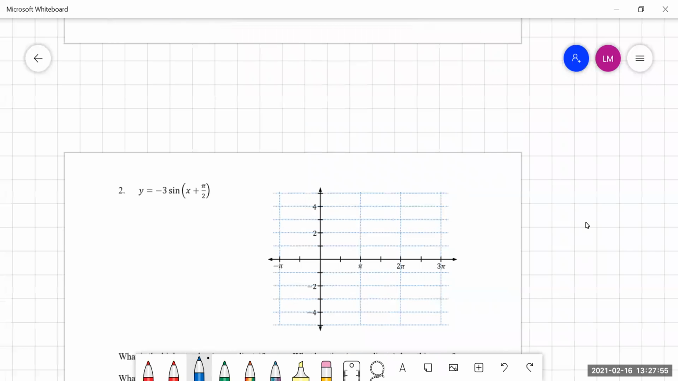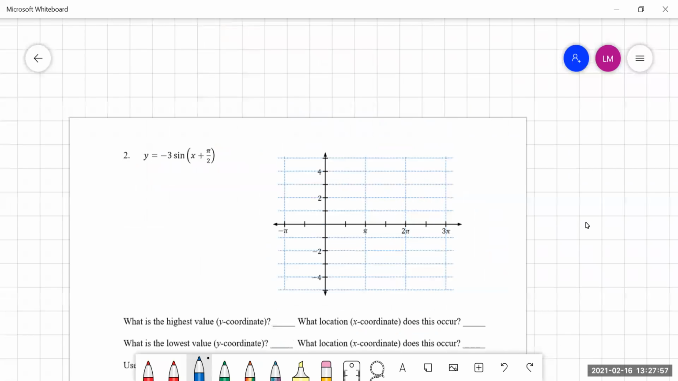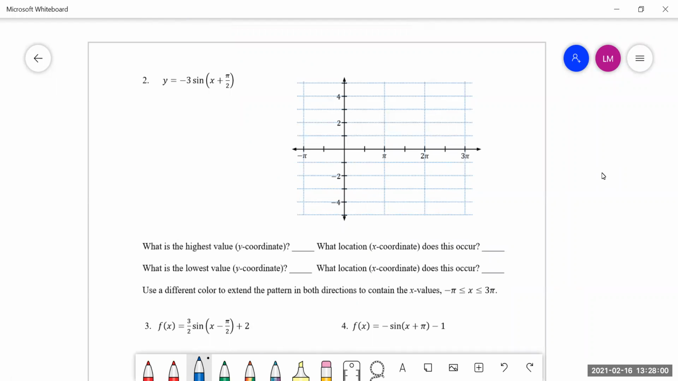Example number 2. Here we go. Let me switch back to red. All right, so now I have a -3. So my amplitude, not n, amplitude, is always positive. Amplitude means the length of my curve. So I know my amplitude is actually the absolute value of -3, which is 3.